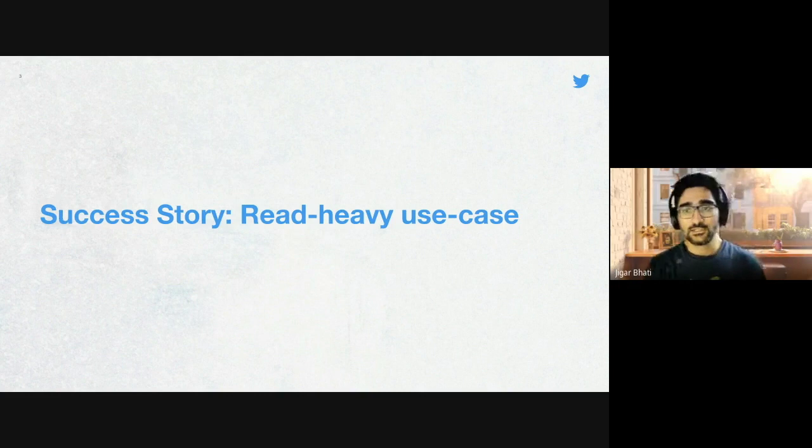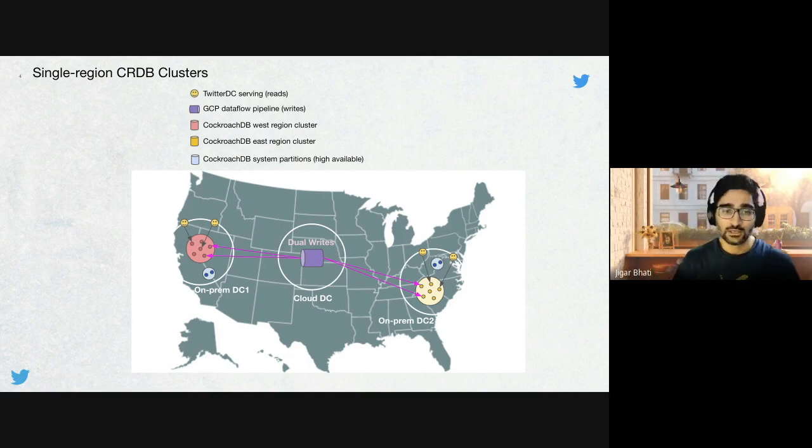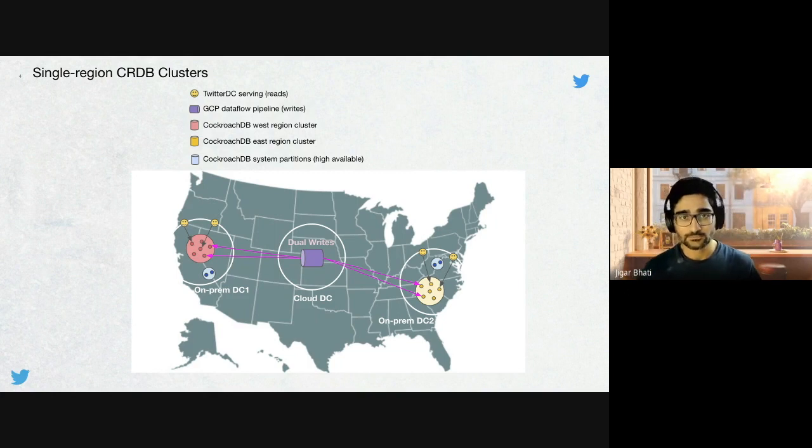So the first one is the read heavy use case. Let's talk about the topology first. So in this particular use case, the topology that we have used is a single region setup on the on-prem data centers. So we have 2 on-prem data centers in this example, and those are independently set up CockroachDB clusters, but they are very identical to each other in the sense that the cloud data center is used for writing purposes, and that's going to be writing to both the CockroachDB clusters on-prem. So they'll be storing the same data, which is going to be used in the local data centers of Twitter for reading purposes.